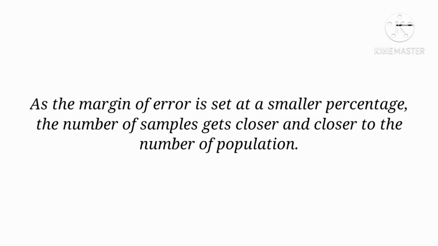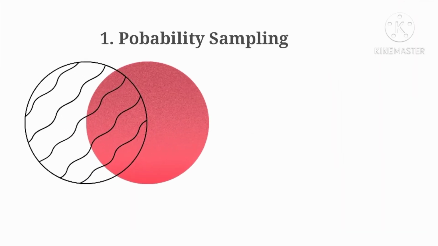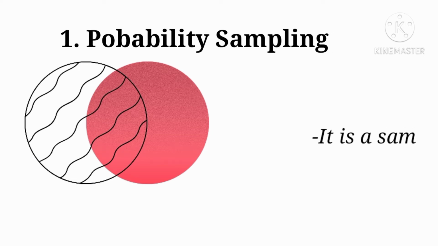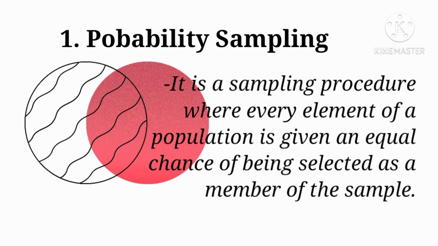After determining the number of samples, the next thing to do is to know how these samples will be gathered and what factors are to be considered in getting these samples. There are different sampling techniques, and the purposes of which vary from one another. The first is probability sampling. It is a sampling procedure where every element of a population is given an equal chance of being selected as a member of sample. It involves random selection, allowing you to make statistical inferences about the whole group.